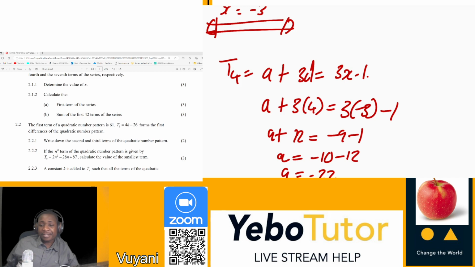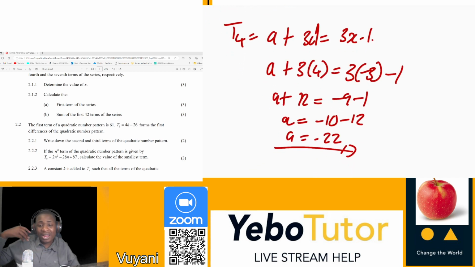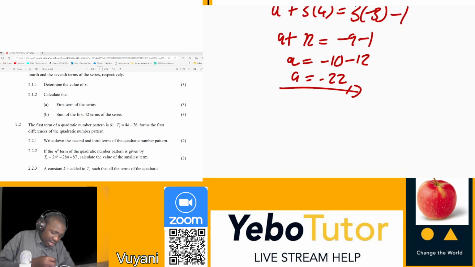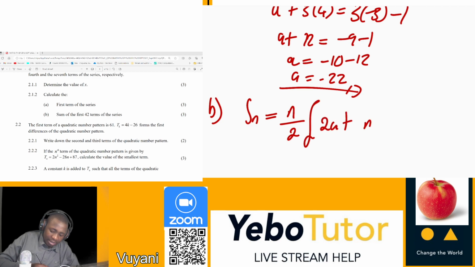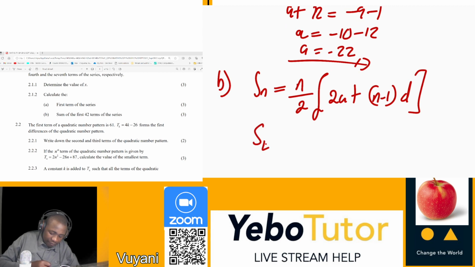Simple as that. Okay. So what is important is to understand what the question wants, understand the English of the question. Then after that, you can calculate whatever they want. Now, sum of the first 42 terms. Wow. So everything is already given for you, because now you just go and say Sn, which is the sum of the first 42 terms. You start by writing the original equation, which is n divided by 2 multiplied by 2a plus n minus 1 multiplied by d. Then after that, we want the sum of the first 42 terms.